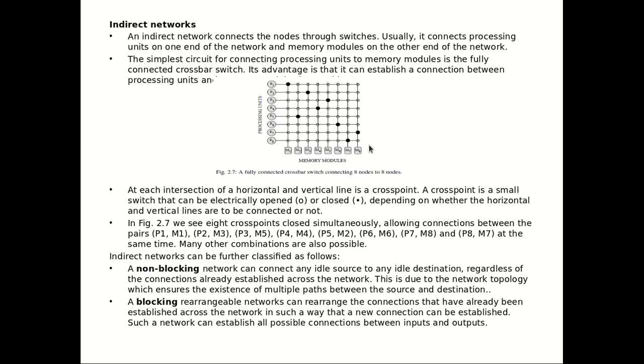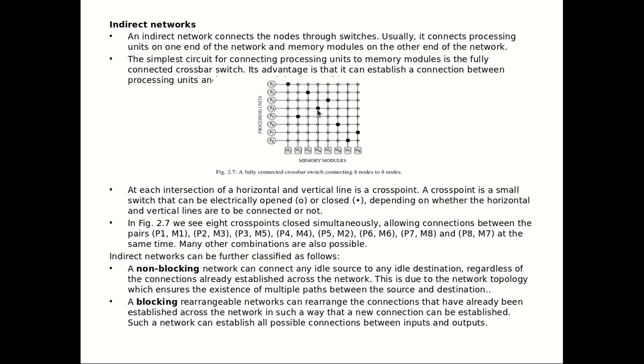The simplest circuit for connecting processing units to memory modules is the fully connected crossbar switch, which is this one. Its advantage is that it can directly establish a connection between each of the processing units and each of the memory modules. Now at each intersection of a horizontal and vertical line is a cross point. You can see these are the cross points here. Every intersection is a cross point.